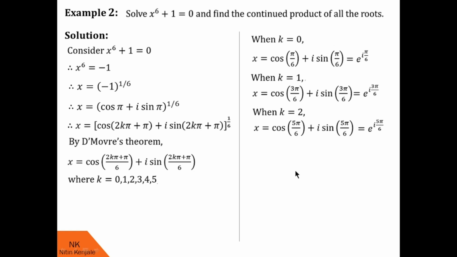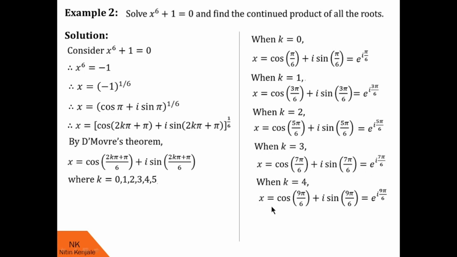Substituting k is equal to 3, we get x is equal to cos of 7 pi by 6 plus i sin 7 pi by 6, which is equal to e raised to i 7 pi by 6. Now let's put k is equal to 4. We get x is equal to cos of 9 pi by 6 plus i sin 9 pi by 6, which is e raised to i 9 pi by 6. Finally, when we put k is equal to 5 over here, we get x is equal to cos of 11 pi by 6 plus i sin 11 pi by 6, that is e raised to i 11 pi by 6. These are all the n distinct roots of the given equation.